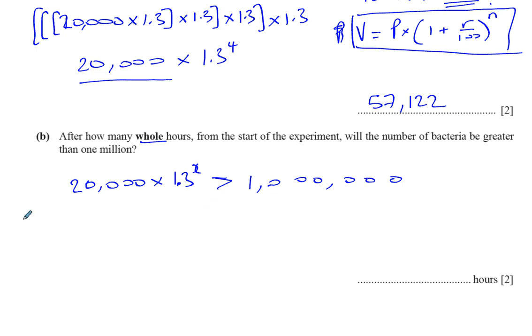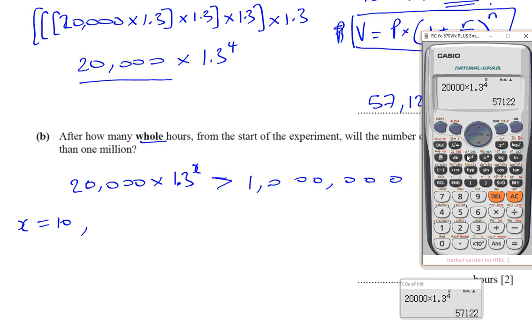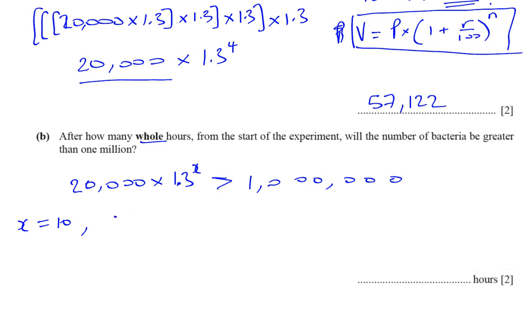So all we need to do is try different values of x. We know that when x is equal to 4, you get 57,122, so obviously it's got to be more than 4. Let's, for example, try 10. It's just trial and error. Instead of the 4, I'm going to put a 10 there, and I see that I get 275,717.